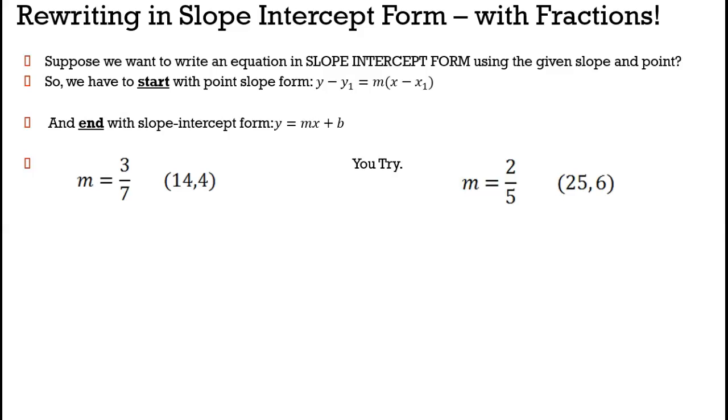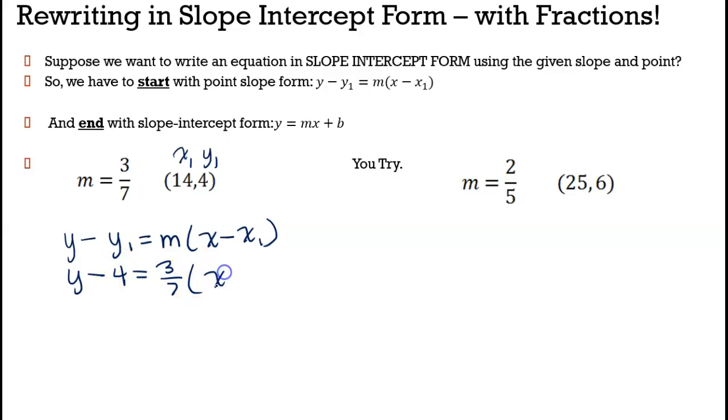Now, what if we need to work with fractions? So let's go ahead and start by writing these in point-slope form because we have a slope and we have a point, and so we want to do point-slope form. So y minus y1 equals m times x minus x1. So it's y minus the y1 is 4, the slope is 3 over 7, and the x1 is 14.